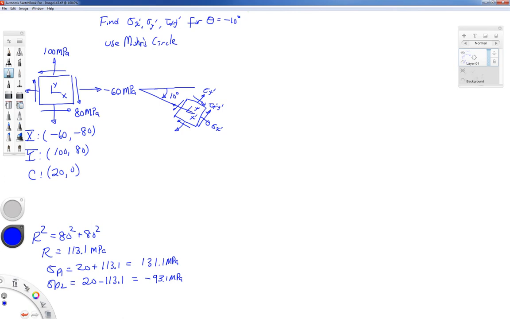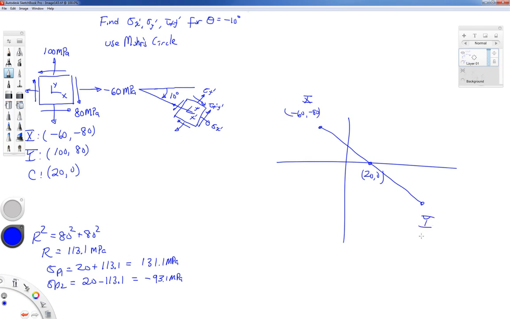So the way this starts out is exactly like we started out our Mohr circle for our other examples. We want to plot the center of our circle. We want to plot our x point, and label that. And we want to plot our y point, which is going to be 100, 80. We want to draw our circle, or something that looks like a circle.